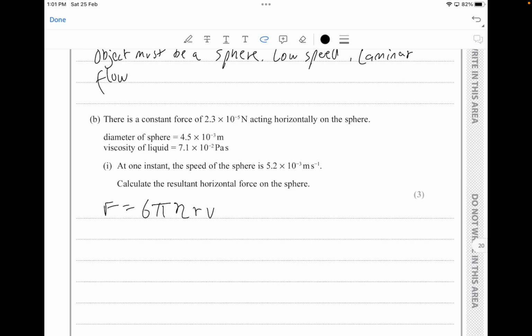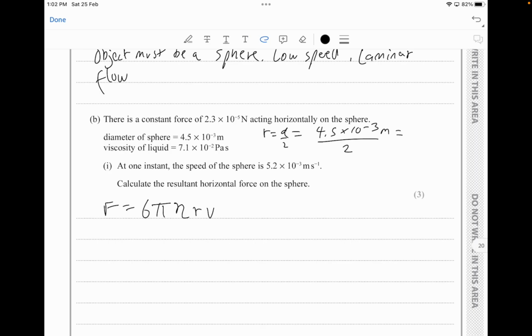First of all, we have to calculate the resultant force acting horizontally on the sphere. We know the speed of the sphere. We have to calculate not the horizontal resistance, but the resultant horizontal force. We know the diameter of the sphere is about 4.5 times 10 raised to the power negative 3. In order to find the radius, you do diameter divided by 2. This is going to be 4.5 times 10 raised to the power negative 3 divided by 2.